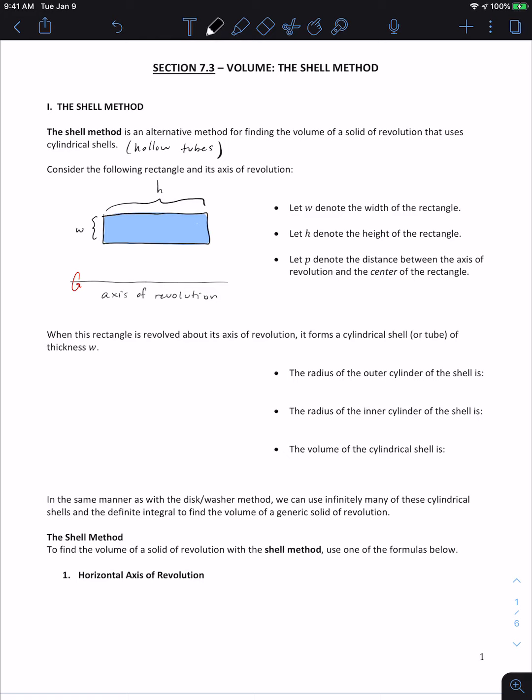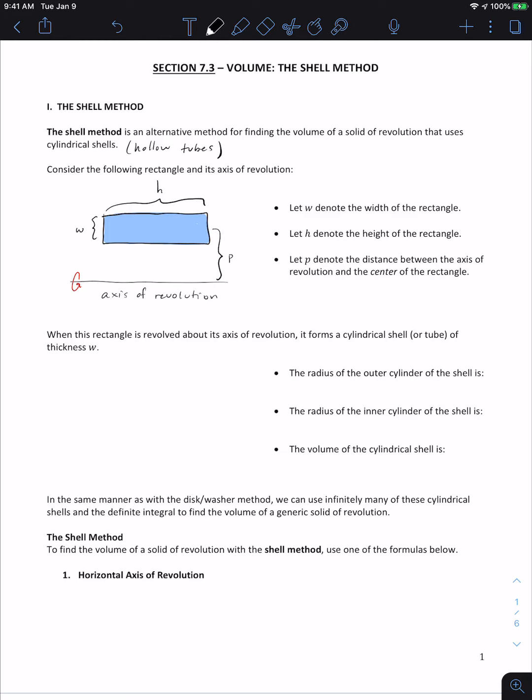Something that might seem a little bit strange, but will come in handy later, is we're going to call this distance P, the distance from the center of the rectangle to the axis of revolution. So you could imagine taking this horizontal rectangle and revolving it around the axis of revolution. I get this nice tube that is hollow, that has a hole in the middle.